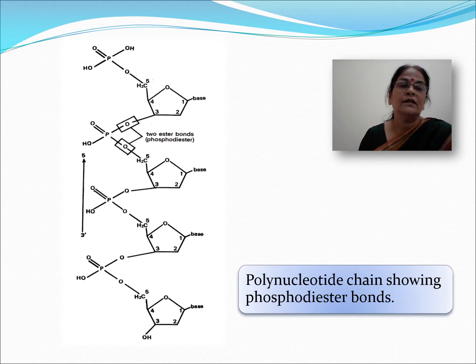Now we see this fifth carbon is having phosphoric acid. This third carbon is having OH group. This is what we call polarity from 5 to 3 direction. And this anti-parallel strand, which is parallel to this, will run 3 to 5.